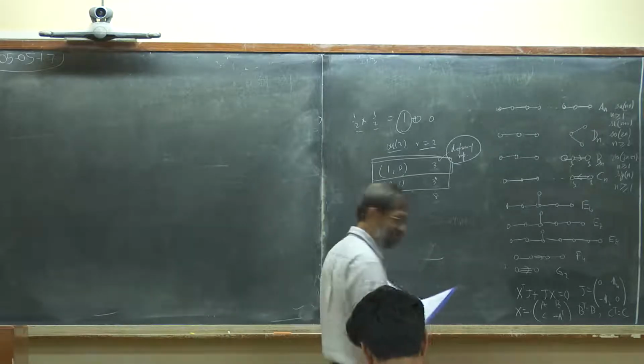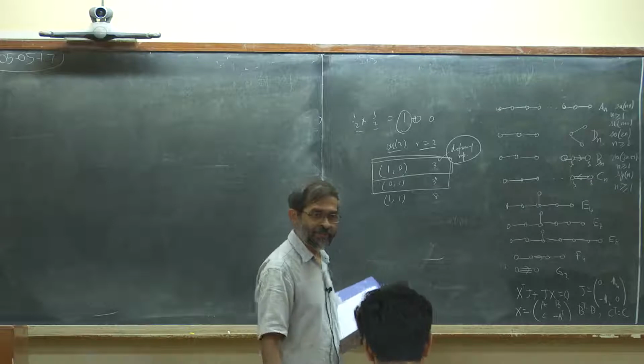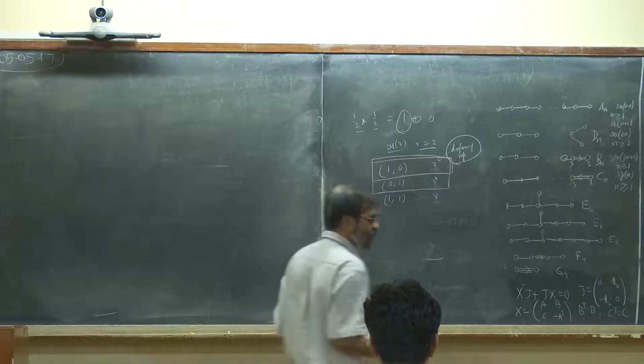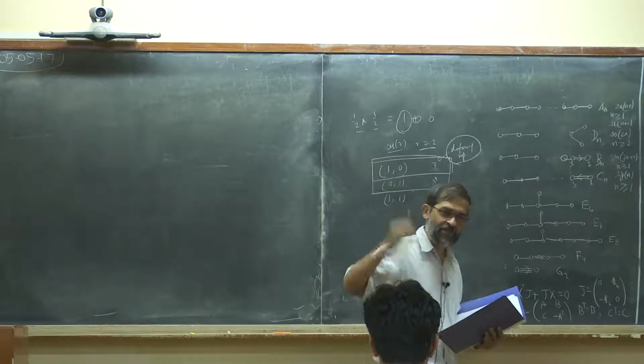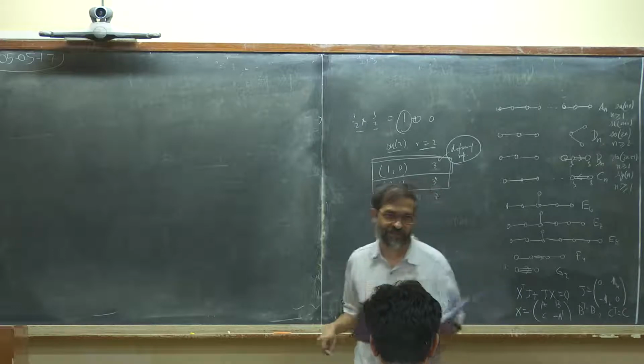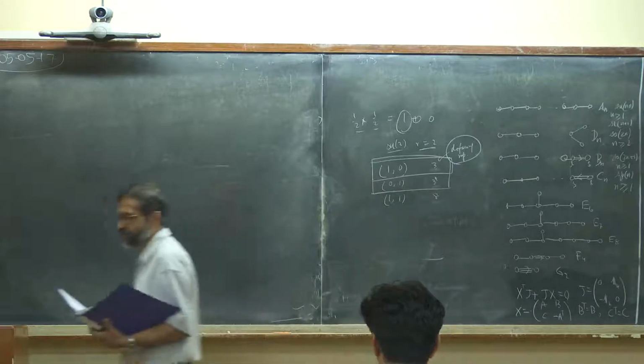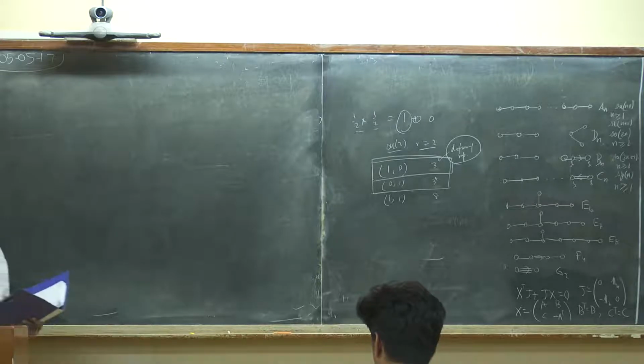So what is different between 3 and 3 star? I'll tell you. That's important. It appears only from SU3 onwards. SU2 does not have it. In SU2, the 2 star is in fact identical to 2.